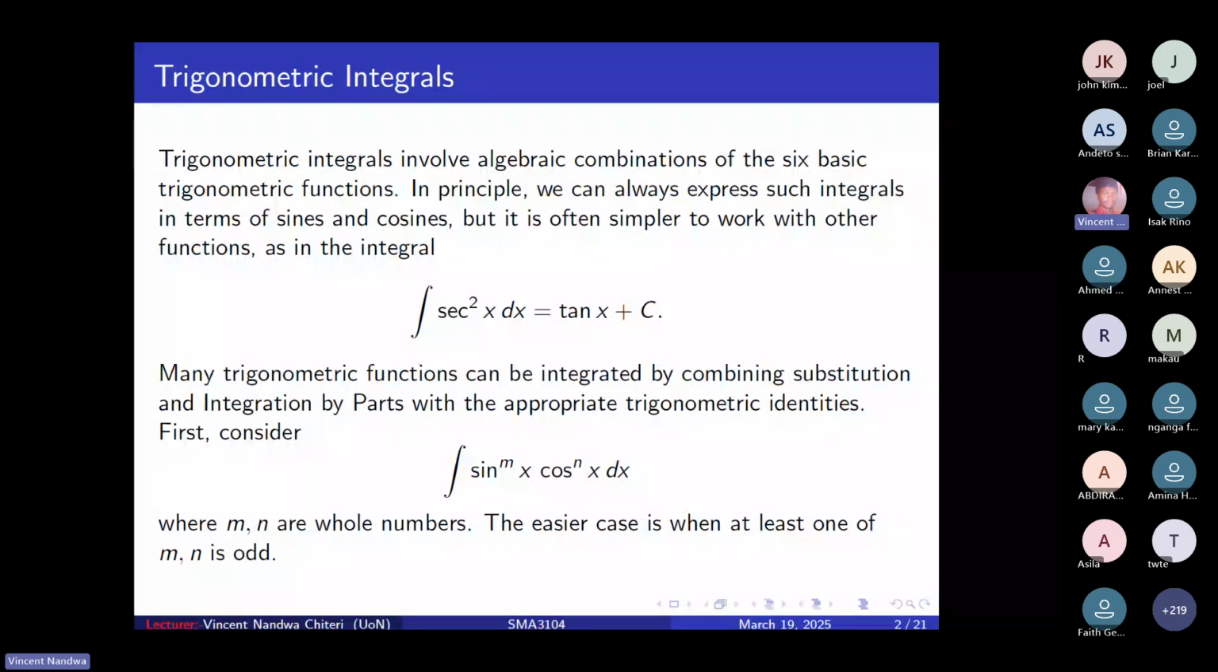We'll give examples to illustrate what you need to do for different cases of the values of the powers m and n. So the key thing you need to note down here is that the main class of integrals we are discussing are integrals of this form: integral of sine power mx cos power nx dx. So this is the class of functions we are dealing with.